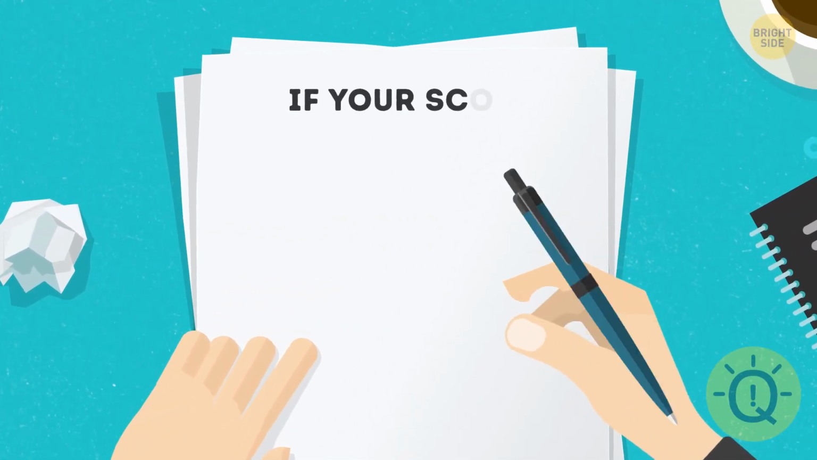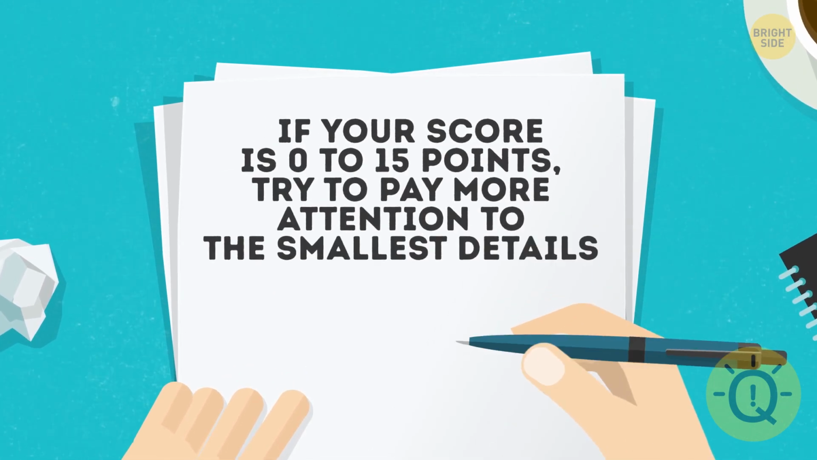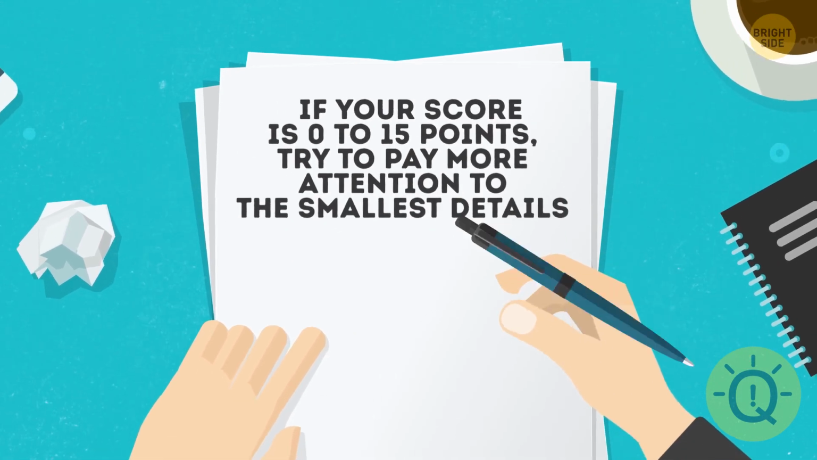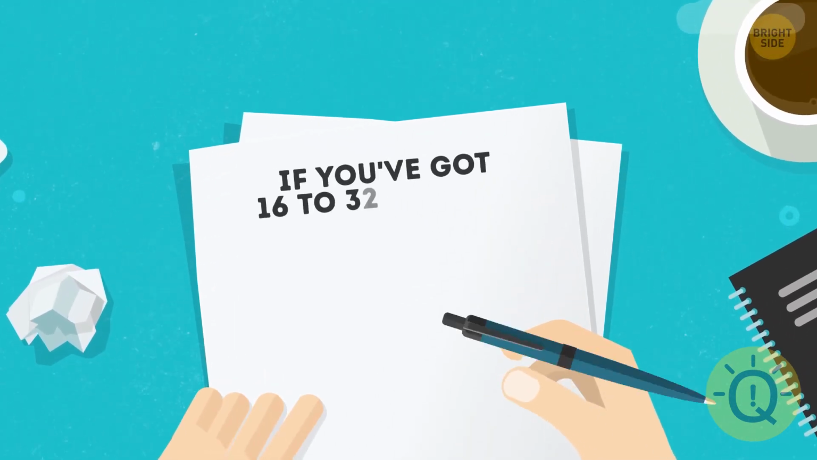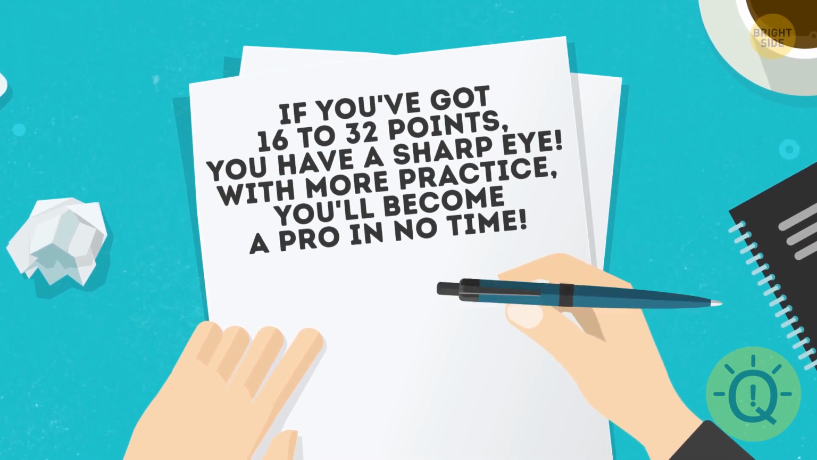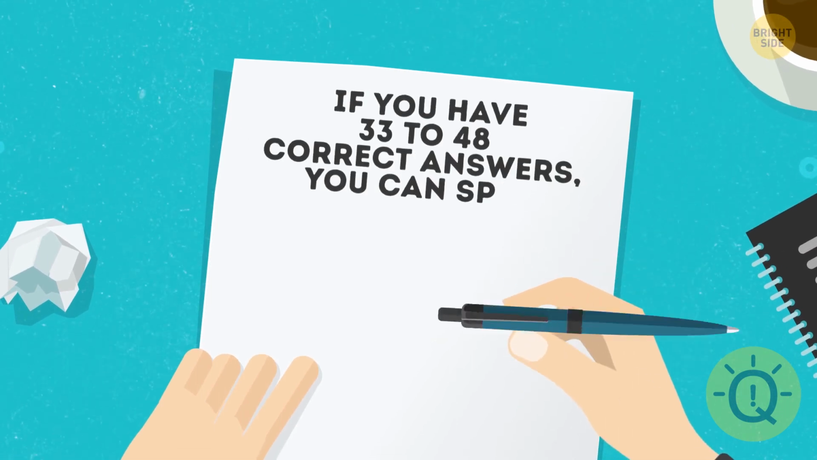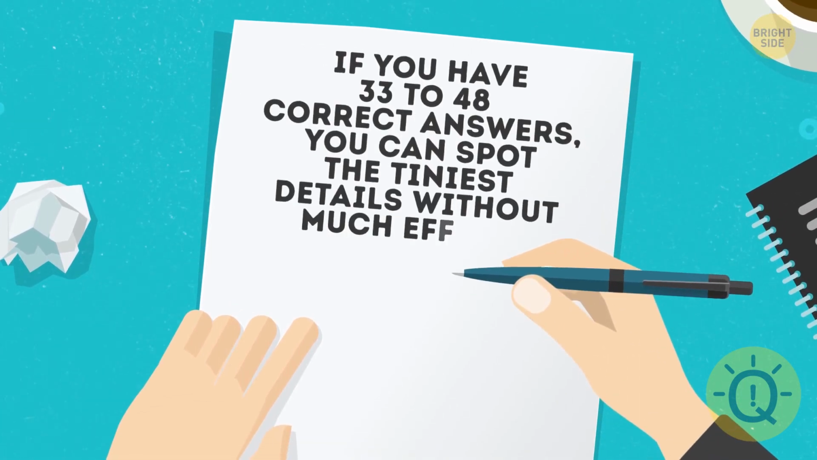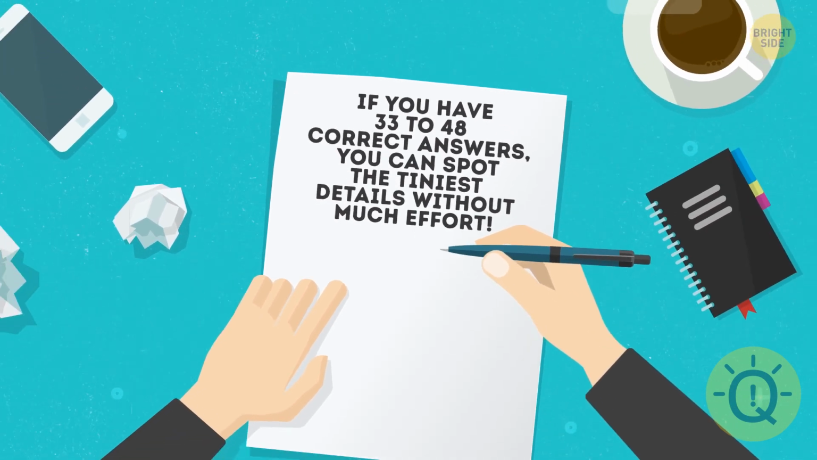If your score is 0 to 15 points, try to pay more attention to the smallest details. As soon as you start to work more on your observation skills, you'll get much better. If you've got 16 to 32 points, you have a sharp eye. With more practice, you can become a pro in no time. If you have 33 to 48 correct answers, you can spot the tiniest details without much effort. Nothing can escape your eagle eye. It's better not to mess with you.